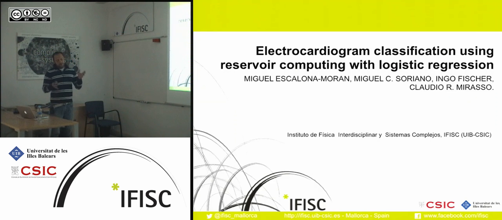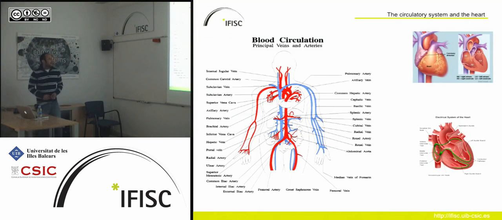First, I'm going to introduce a little bit about the heart, how it works. The first thing is that the heart is just one organ in the circulatory system of the body. It is the most important organ in the system because it's the one that pumps blood along all the vessels, veins, and arteries in all the system.